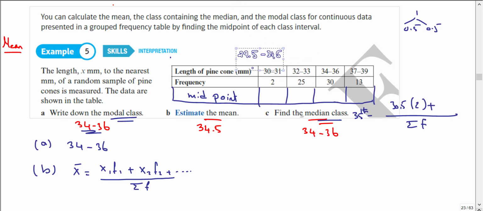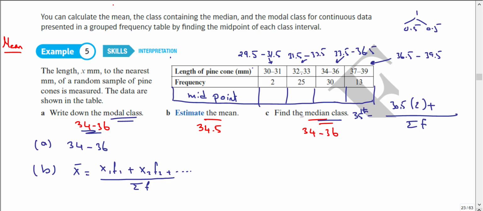Are you following? Yes, sir. So this is 31.5. And now you have from 31.5 to 33.5. Next one will be 33.5 to 36.5. This is for this one, this is for this one, this is for this one. And for the last one, you have 36.5 to 39.5. You change the class boundaries, and then you get the midpoint.